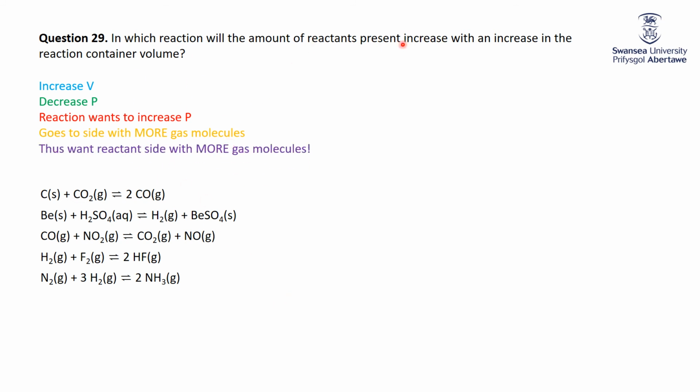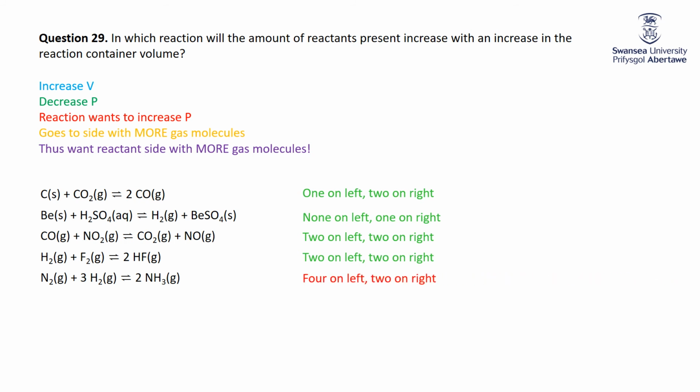Therefore, as we want it to go to the reactant side, we want the reaction that has the reactant side with more gas molecules. Well, we look at the first one: 1 on the left, 2 on the right. Then none on the left, 1 on the right. Then 2 on the left, 2 on the right, so that's no use. That would not change when you change the pressure or the volume. Again, 2 and 2. And then we've got 4 on the left, 2 on the right. So this will be the only one of these listed that, when you increase the volume and thus decrease the pressure, you'll send it to the left.